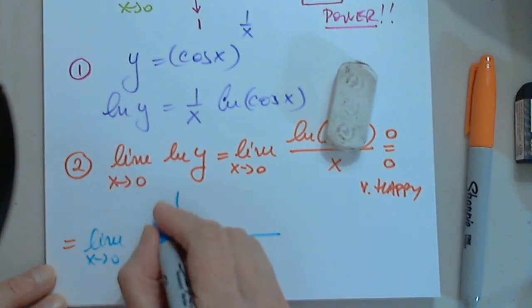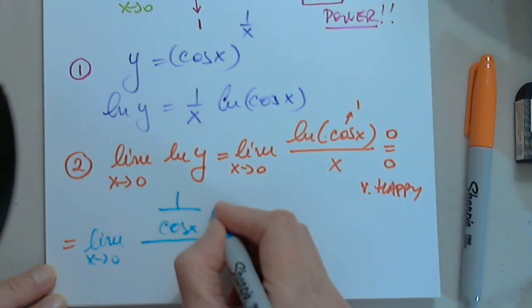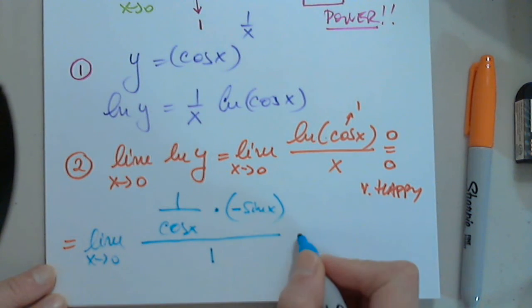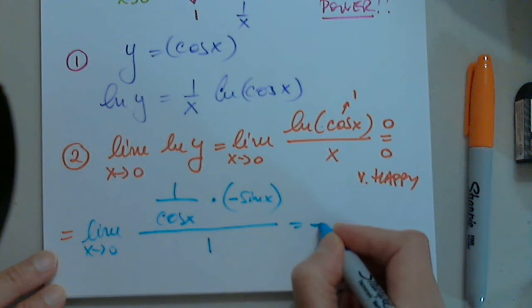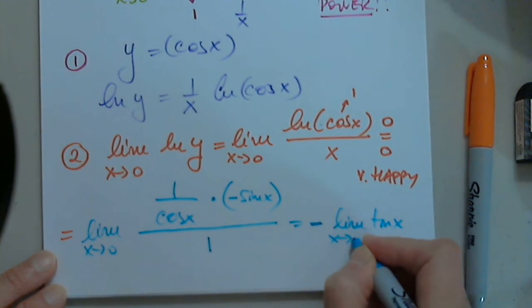1 over, and in this case, cosine x, times negative sine x. Brilliant. Thank you, Brian. Okay, perfect. So now I have the limit as x approaches 0 of sine over cosine, which is tangent, and I'll put the minus outside. Limit of tangent as x approaches 0.